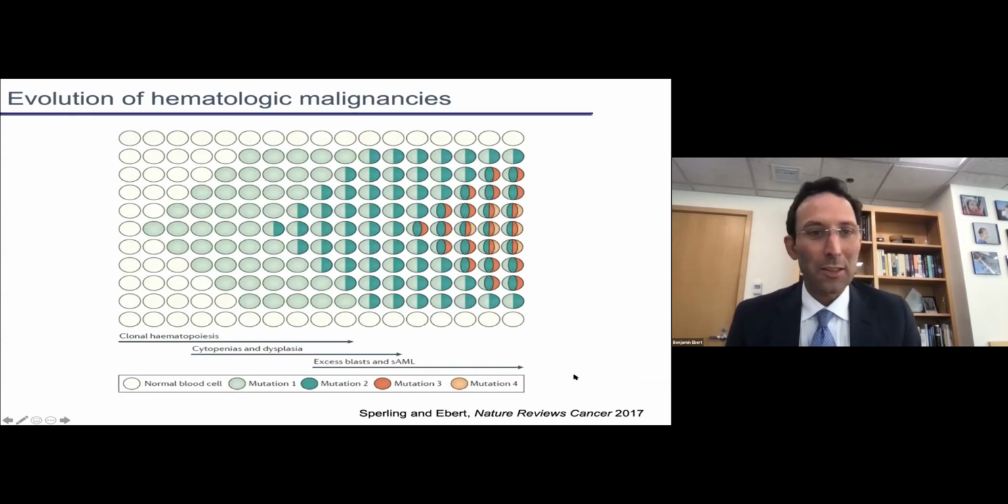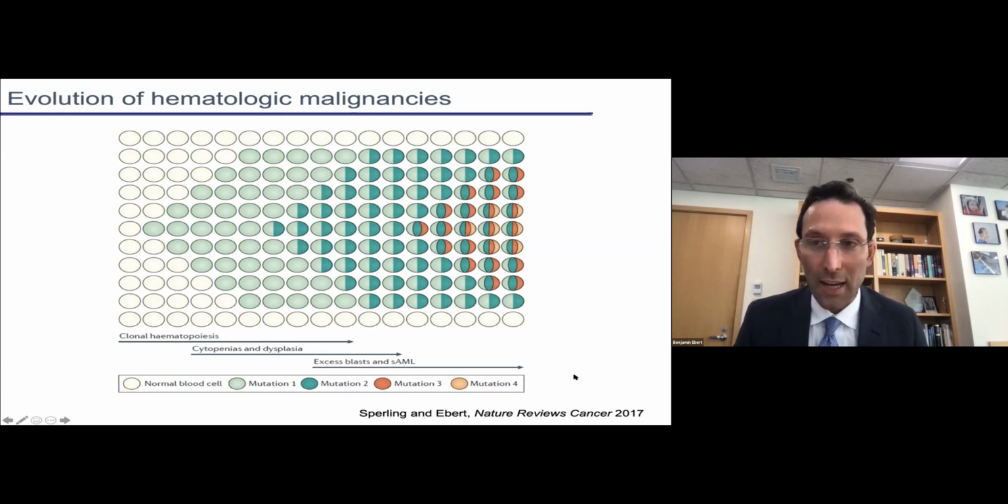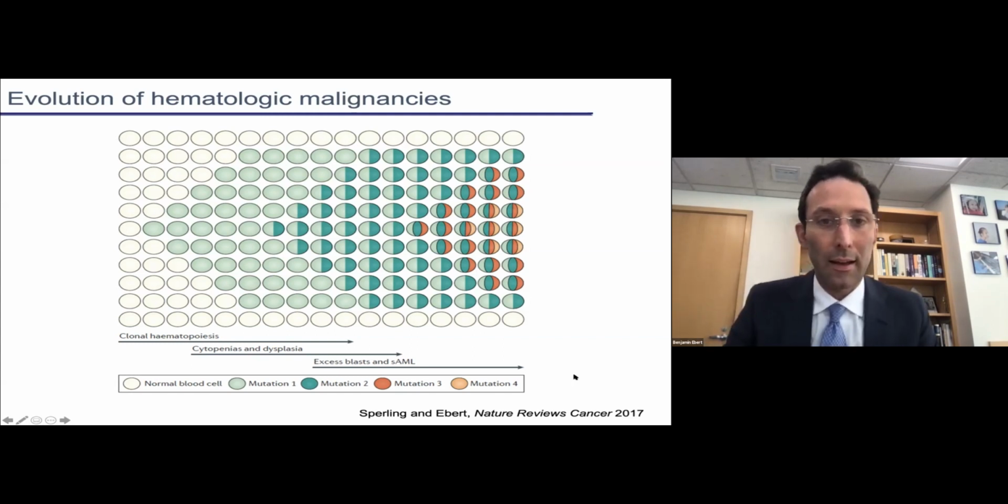As you know from previous talks today, MDS and leukemia arise from a sequential acquisition of somatic mutations that initiates from individual hematopoietic stem cells that acquire a somatic myeloid malignancy associated mutation that leads to a clonal expansion, which is called clonal hematopoiesis. One of those cells may get another mutation that leads to further expansion of that clone and ultimately the development of MDS and potentially progression to secondary AML.